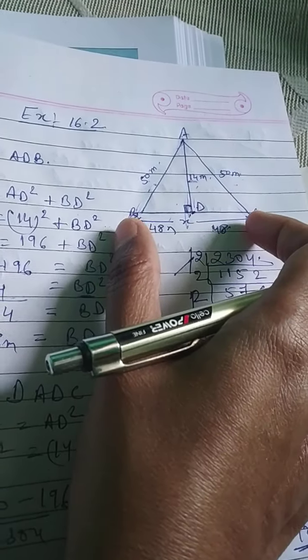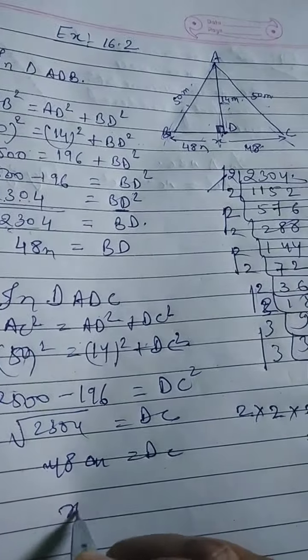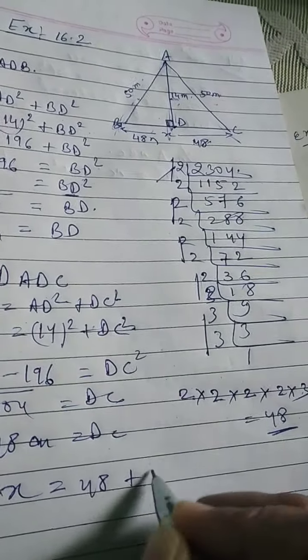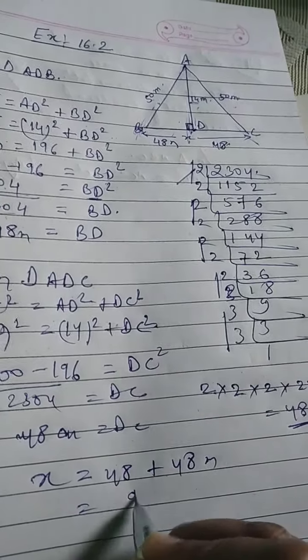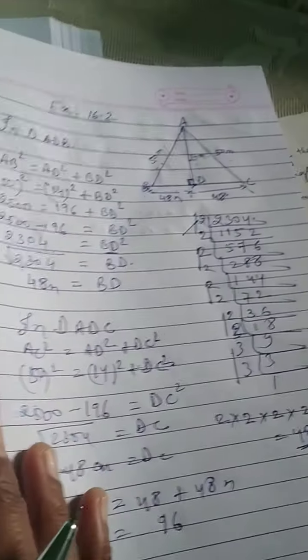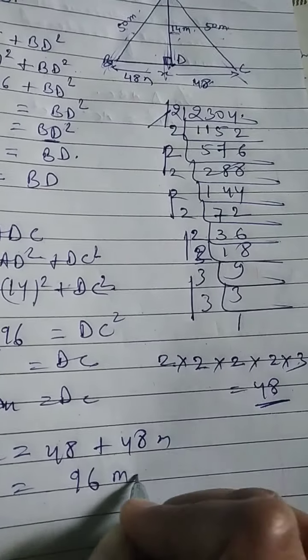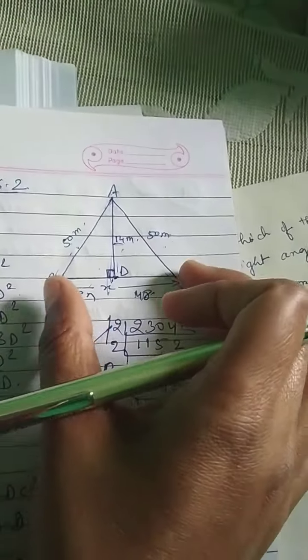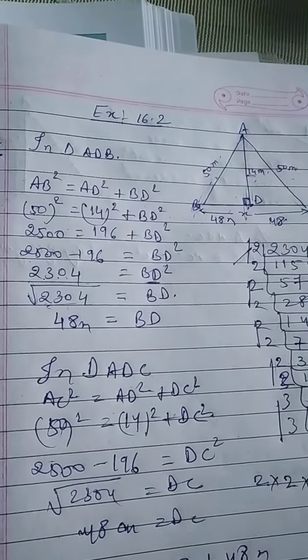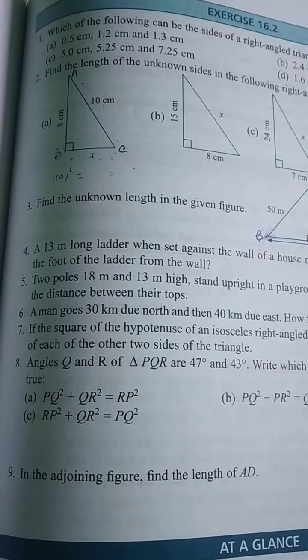48 plus 48 is equal to BC. So x is equal to 48 plus 48 meter. So 96 meter will be the answer for the value of x. Got it? Now question number 4.